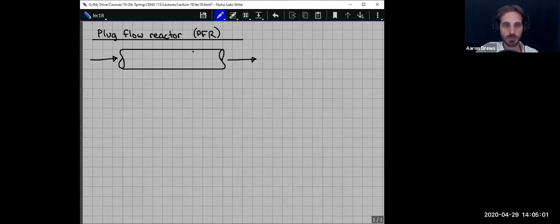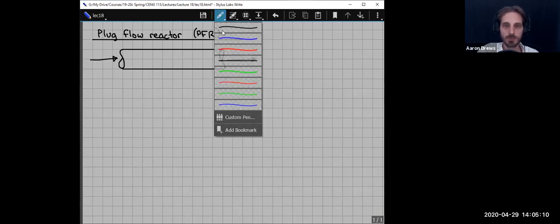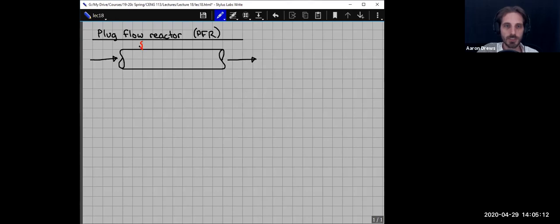There's plenty of things that we can do to make these more complicated than just a pipe, but at their core, a plug flow reactor is a pipe. And so through the walls of that pipe, you can have a little bit of energy coming in or out, or a lot of energy coming in and out.